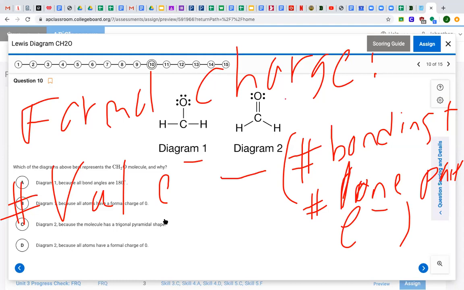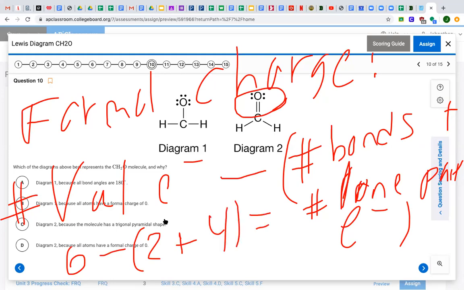So let's look at oxygen here. Oxygen has 6 valence electrons minus 2 bonds. It shouldn't say number of bonding; that should say number of bonds. So minus 2 bonds minus 4 lone pair electrons, okay? That equals 0. That's a happy oxygen.